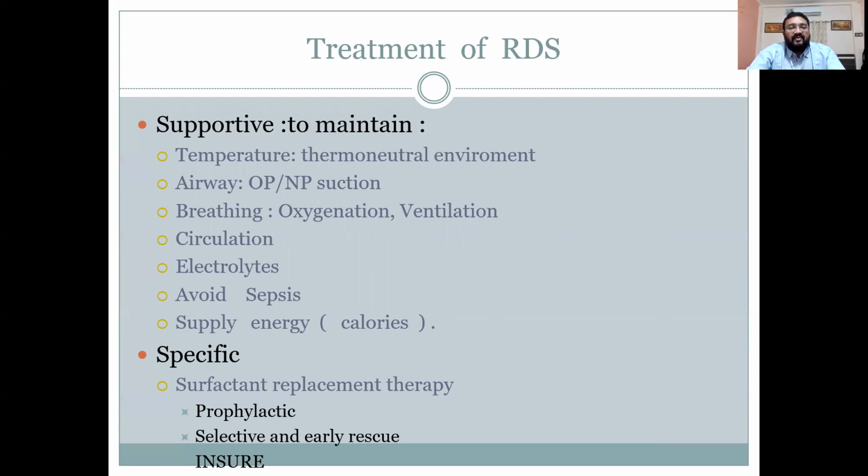Then the specific management includes surfactant replacement therapy, which can be prophylactic, selective, and early rescue therapy, and INSURE is the technique that is commonly recommended nowadays for the delivery of the surfactant. It stands for intubation, surfactant administration, and extubation of the newborn.